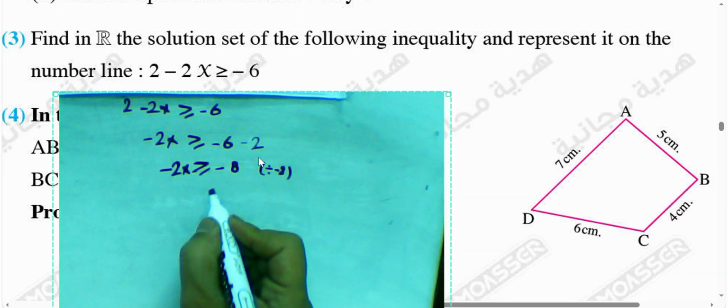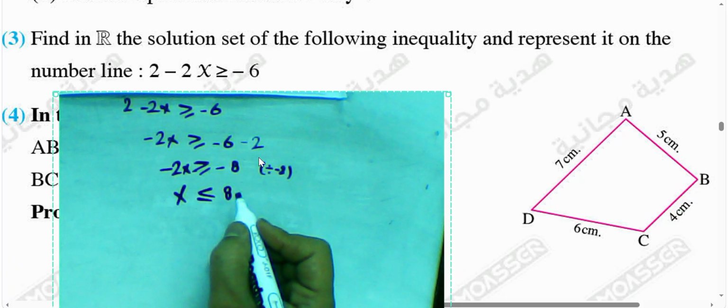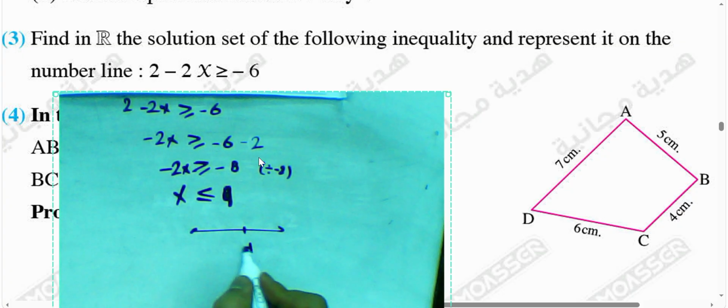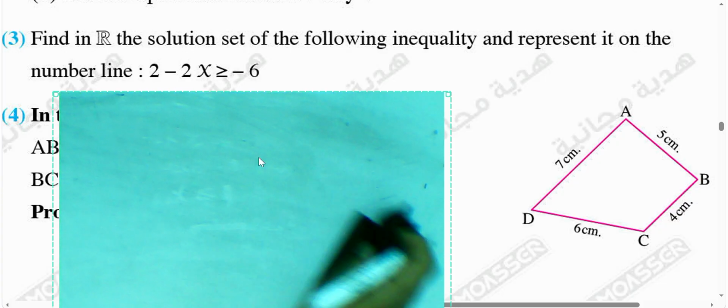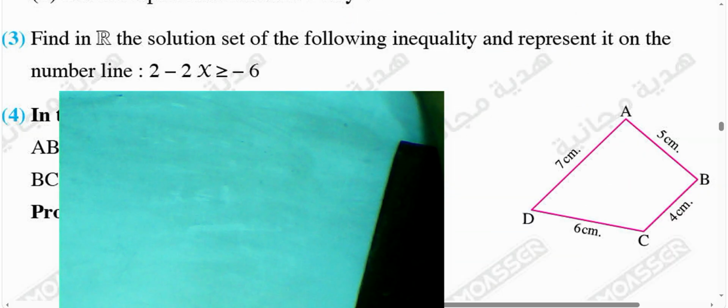Next step, you must divide by negative 2 and change the direction. Then x less than or equal to negative 8 divided by negative 2, which equals 4. The answer here: x less than or equal to 4, from negative infinity to 4, closed here. Like this, the solution set is from negative infinity to 4. 4 is closed because we have the equal sign. Okay, if the solution is not clear, you can read the answer here. Okay, next question.